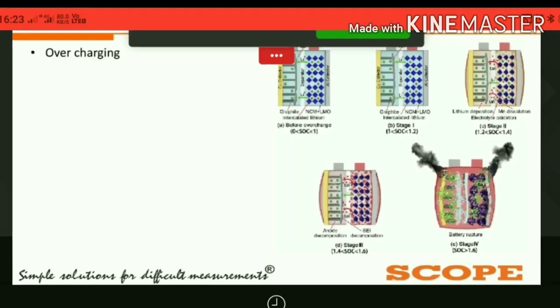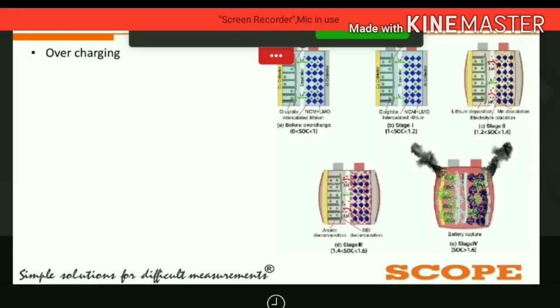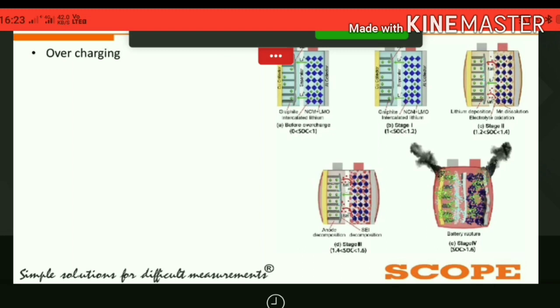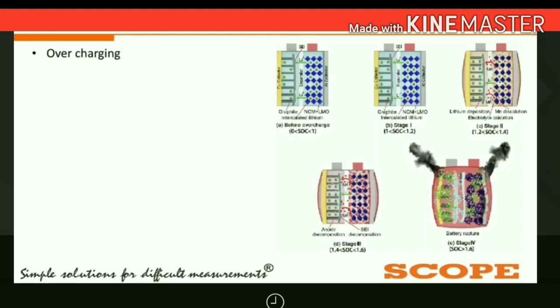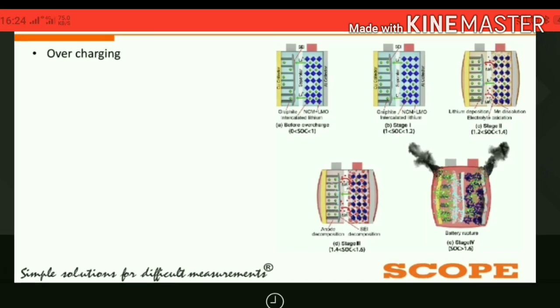Now, what are the conditions and reasons for battery degradation? First one is overcharging. In the good condition, as you can see in the first picture, the SOC, that is the state of charge, is between 0 and 1, and the battery is in good condition. After that, as per the OEM recommendation, the float voltage can be 20% above the nominal voltage, so the state of charge goes from 1 to 1.2.